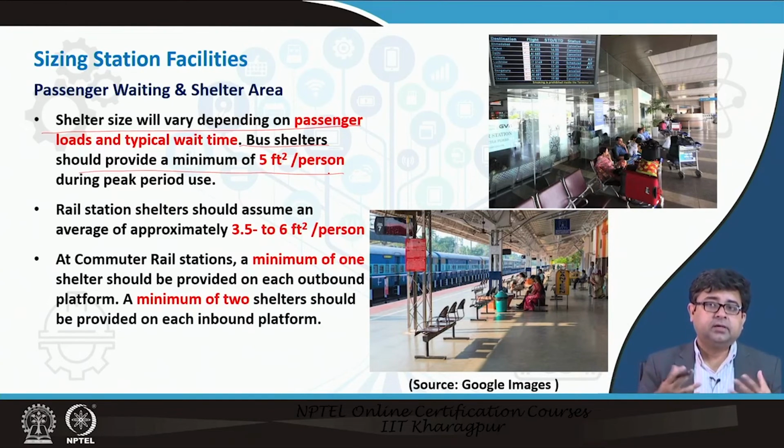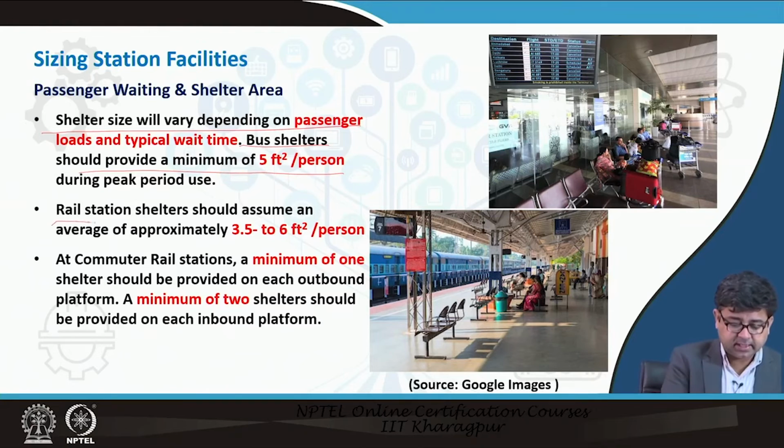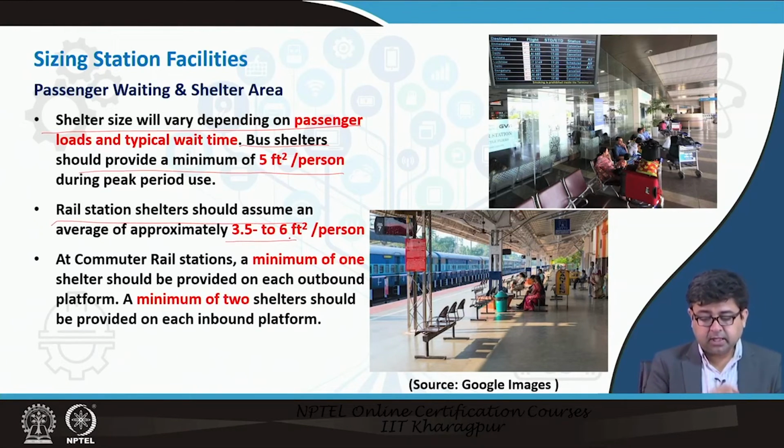Just do not arbitrarily pick a length or width for your shade. Again, for rail stations, shelters should assume approximately 3.5 to 6 square feet per person. So there are some ranges, some standards, some best practices that you need to follow for station waiting and shelter areas.